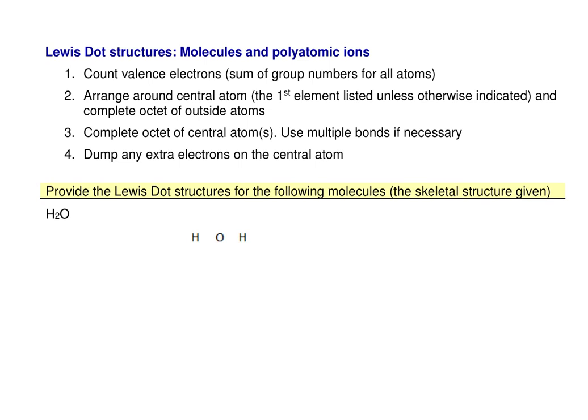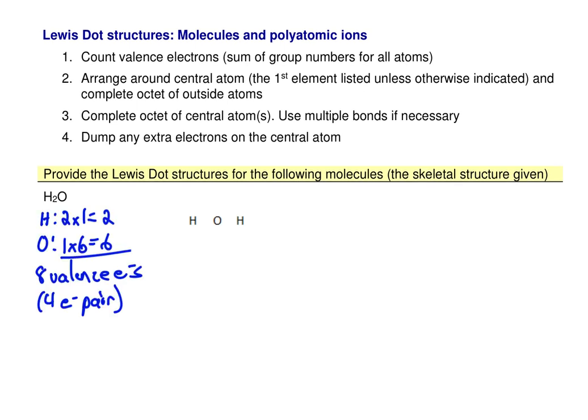First, we'll count the valence electrons. So we have 4 electron pairs. We're going to connect the outside atoms to the inside atoms, and we see that this completes the octet of the hydrogen atom because hydrogen only needs 2 electrons for an octet.